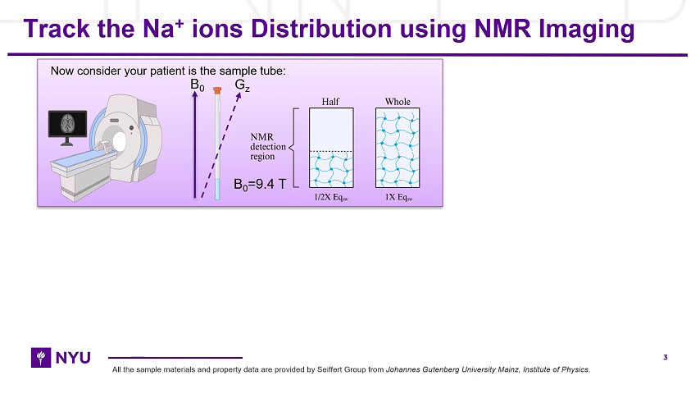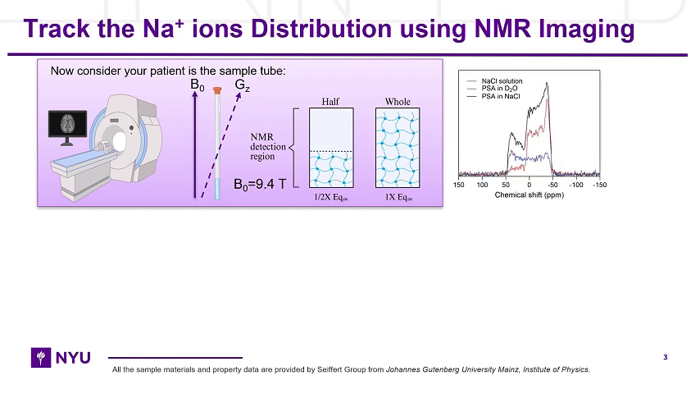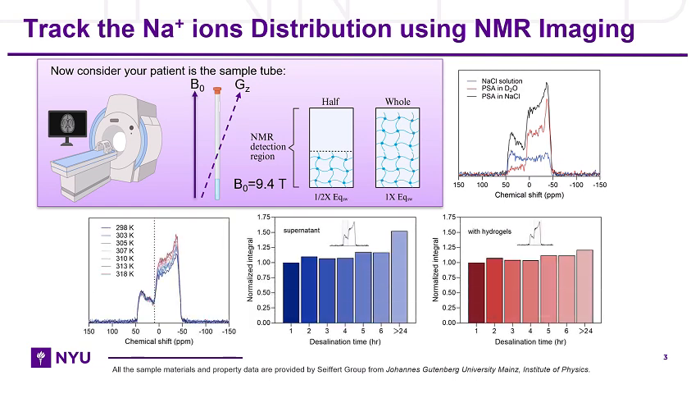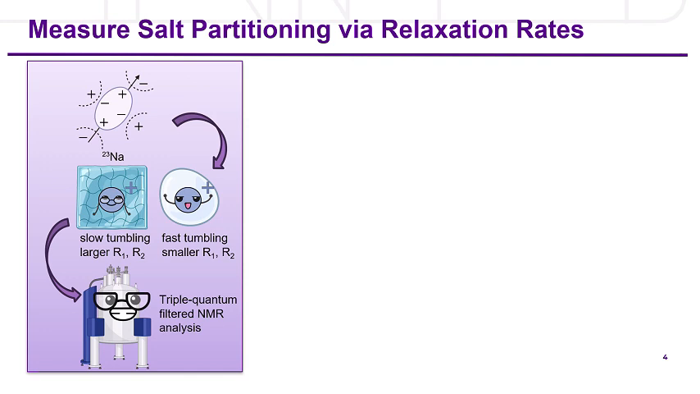Here we can use NMR imaging to track the sodium ions distribution during the desalination process and also measure the integral changes as temperature increases. Sodium has a spin number of 3/2, which provides an asymmetric electron distribution. The relaxation rates can largely be affected by the surrounding electric field gradient. We can determine bound sodium ions and free sodium ions based on the relaxation rates.